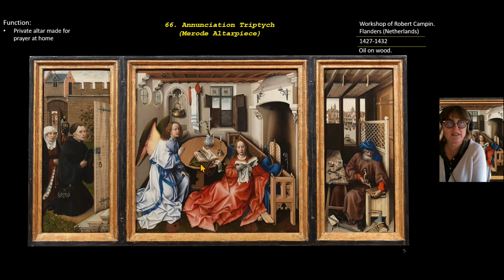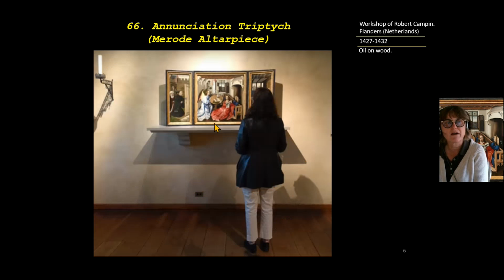And so this piece, the Annunciation Triptych, is functioning as an altarpiece, privately held at home, and people could pray to it, use it to help them focus in prayer. Here's what it would look like. It's about 25 inches high, 30 inches wide, and it would sit on a shelf, and you could just fold it up and carry it wherever you needed to.